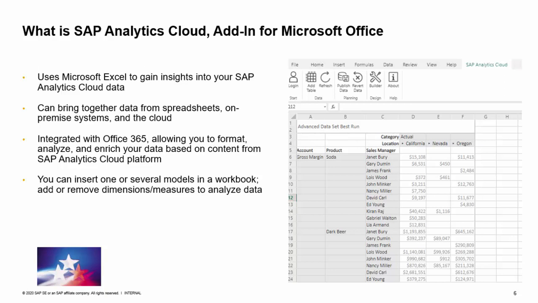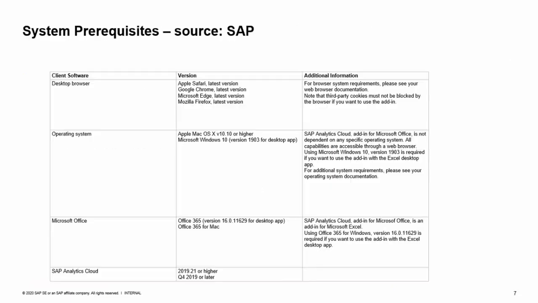You just go to the Microsoft Application Store to download the application and use the tool, or you ask your Microsoft administrator to do it for you. So you see on the screen the system prerequisites. SAP Analytics Cloud add-in for Microsoft Office is the fully web-based offering. You need an internet connection and a system that meets the requirements listed on this slide. It's listed for the current release, and you do need Office 365.